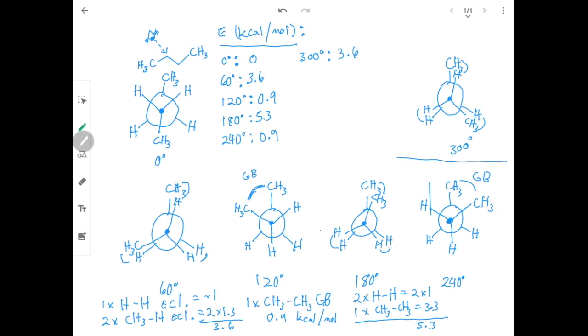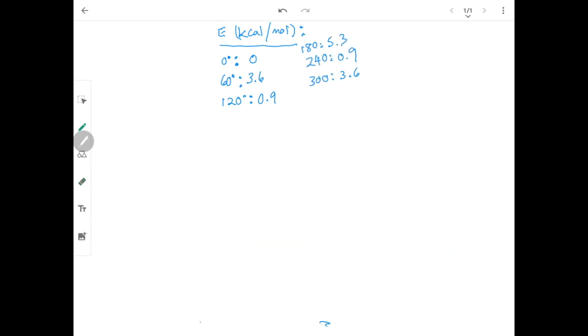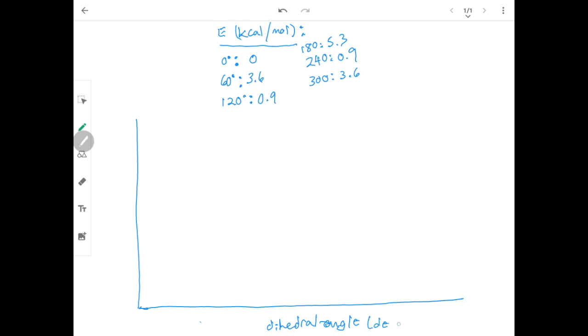Okay, so now we've got our energy values, so I am going to erase all of these Newman projections so that we have room for a graph. I'm not going to draw the Newman projections on the graph because then we would run out of space. Now we're going to make our graph, and I'm going to put labels on it. Down here we have dihedral angle in units of degrees, and up here on the y-axis we have delta E in units of kcal per mole. I'm going to try to make these as evenly spaced as possible: 0, 60, without actually worrying about it.